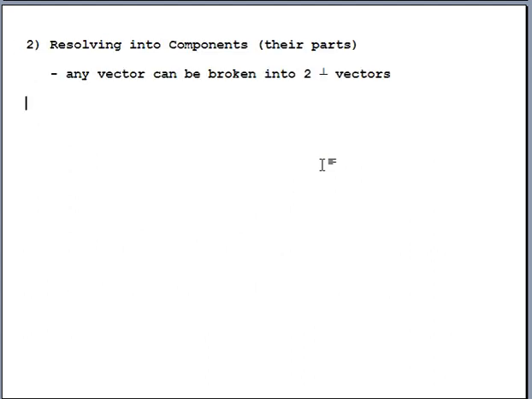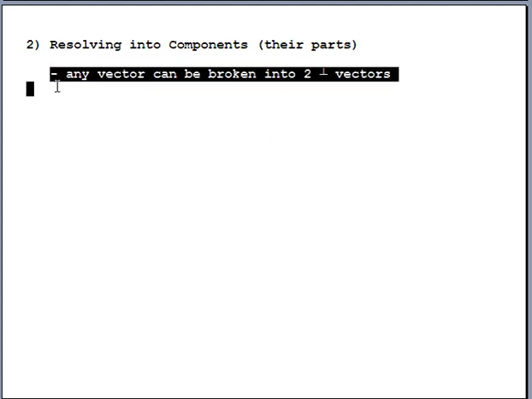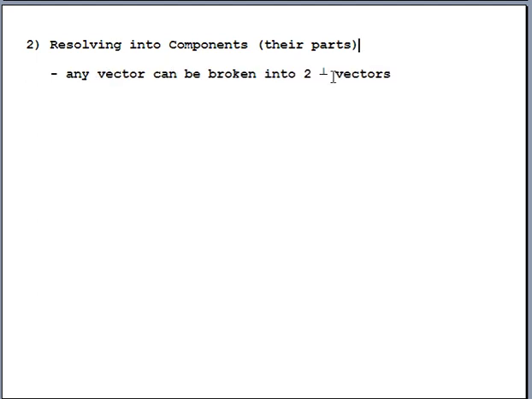So, next option. Let's talk about breaking vectors down into their components, into their parts. And to do that, the verb there is to resolve the vector. It's kind of a nice little math rule out there that says any vector problem can be broken down into two vectors as long as they're perpendicular. And that's what that crazy upside down T means.